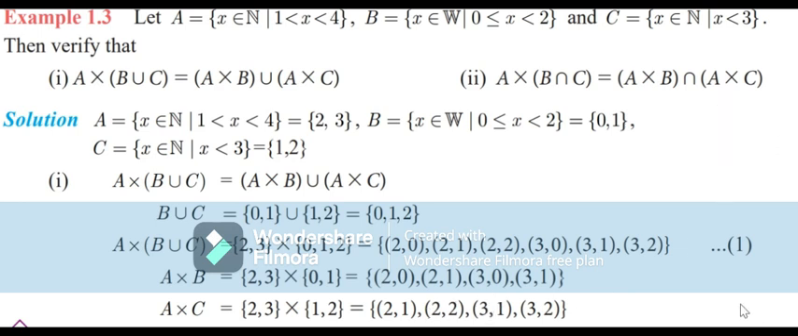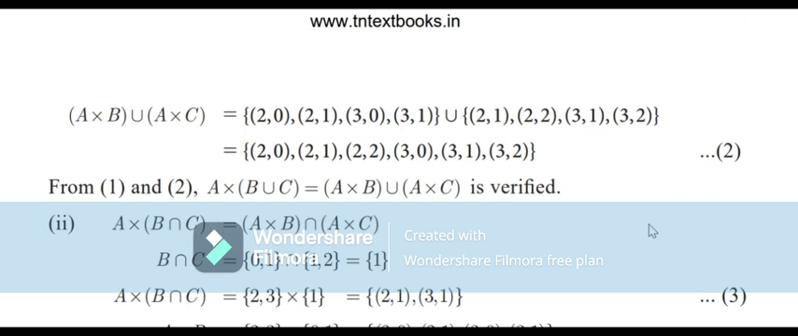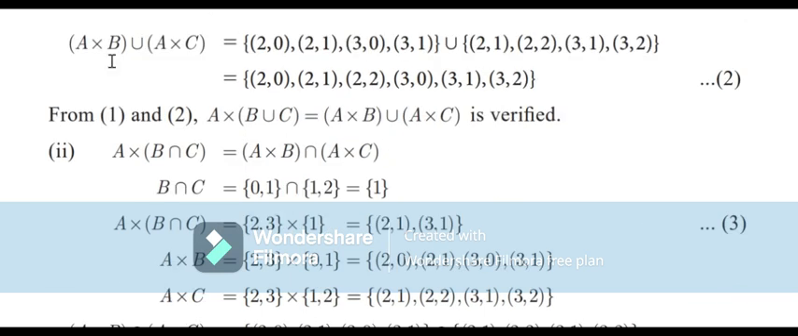We will move to this page. So you can see A cross B union A cross C is (2,0), (2,1), (2,2), (3,0), (3,1), (3,2). They have actually written it in order, and you can see (2,1) is written only once. If it is repeated, they will ignore it. Only once we have to write. Again (3,1) is repeated, but only one (3,1) is there. They are not writing two times, only one time. So this is the answer: (2,0), (2,1), (2,2), (3,0), (3,1) and (3,2).